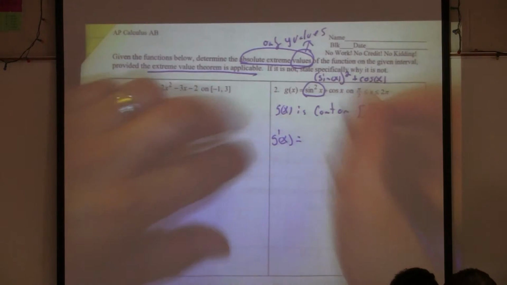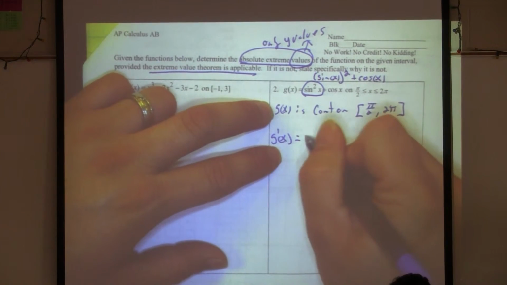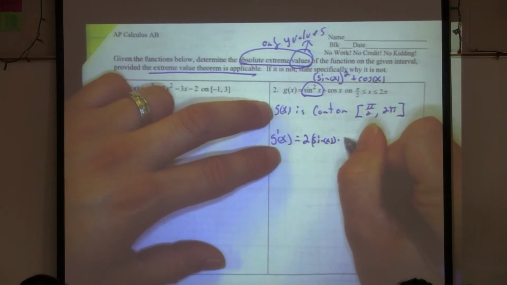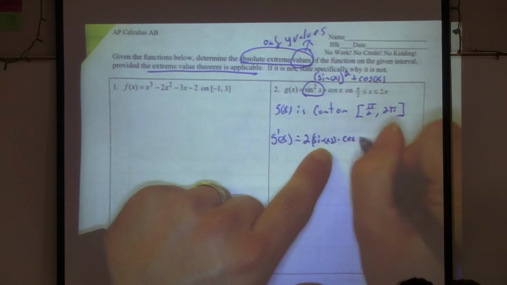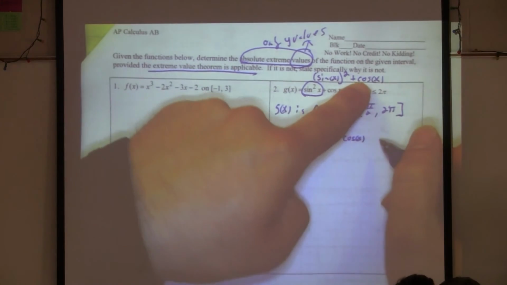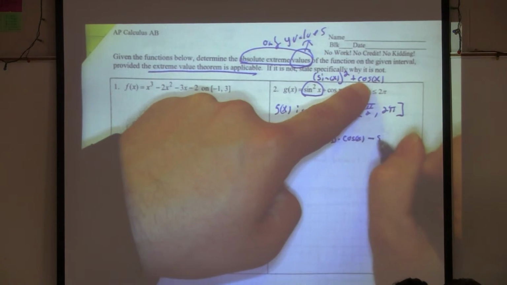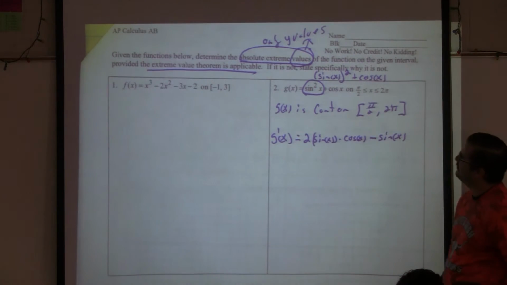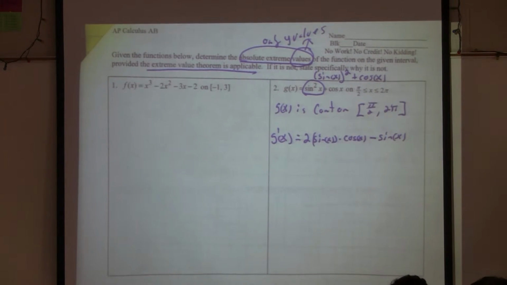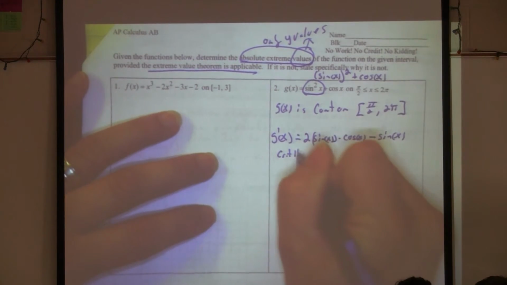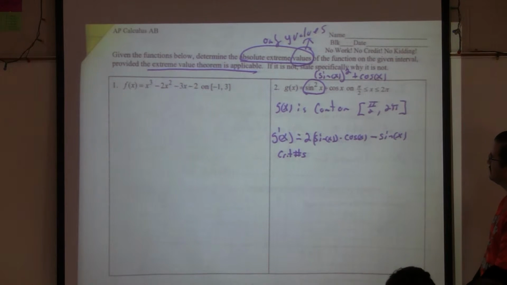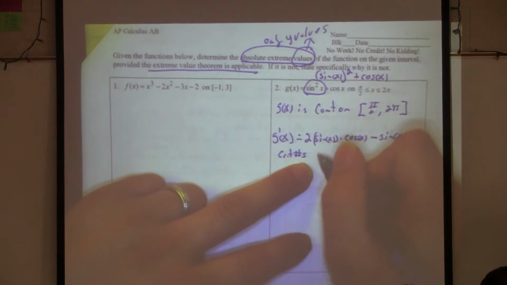Alright, so let's do it. We gotta do chain rule. What's the derivative of that first part? 2 times sine of x times the derivative of the inside. What's the derivative of sine? Cosine. And then, what's the derivative of cosine? So minus sine of x. Are we okay? Now we need to find our critical numbers. How are we going to figure out where 2 sine of x times cosine of x minus sine of x is equal to 0?